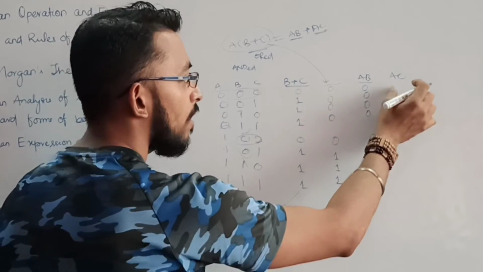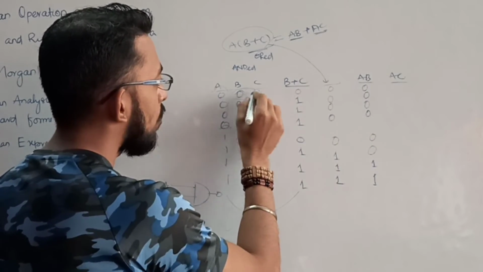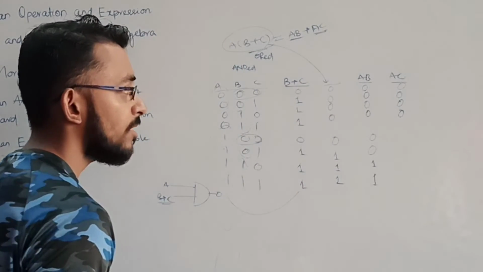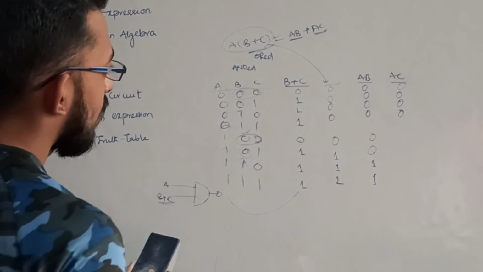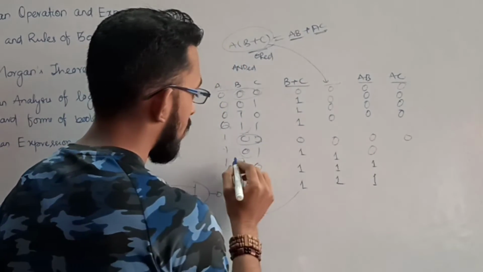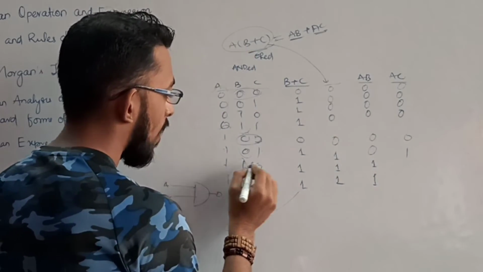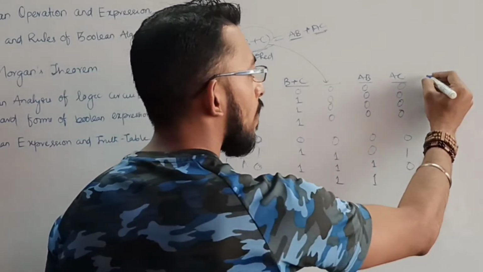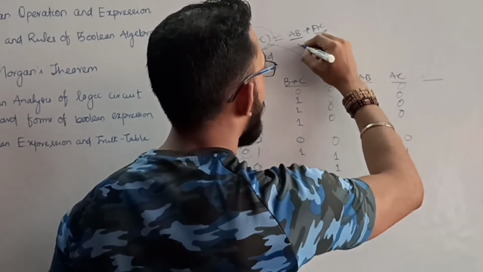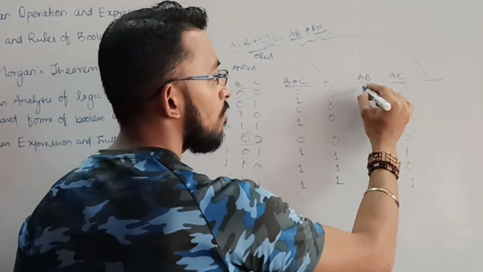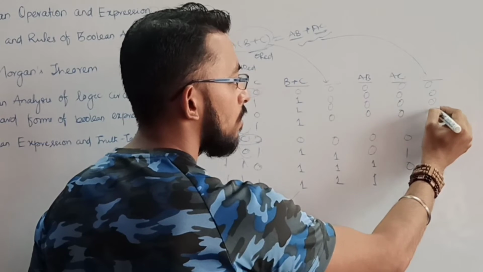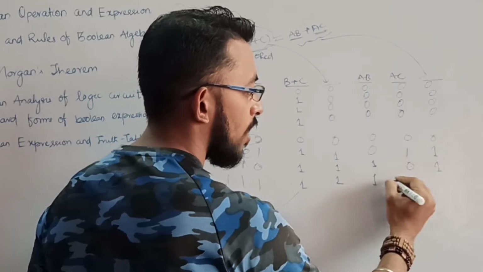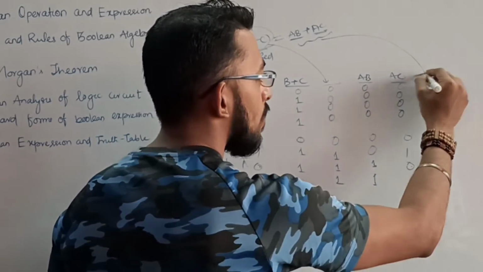Now AC, again the AND operation: 0 0 0. Since there are 4 0s for A, the first 4 will be 0. Now 1 0 is nothing but 0. 1 1 1. 1 0 0. 1 1 1. Now I am going to add these two, which is my AB plus AC. So you see, I am going to add these two: 0 0 0 0. This is 0, this is 1. 1 0 means it is 1. This is the OR operation. 1 0 means 1. 1 1 means 1.